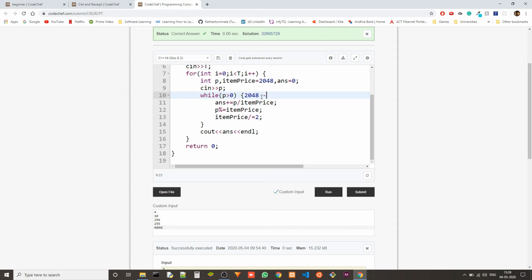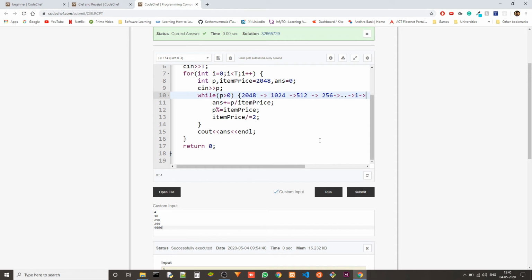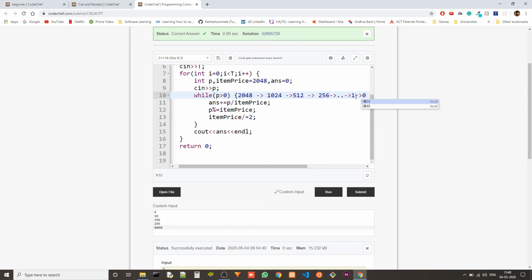After the first iteration will turn into 1024, right? After the second iteration, 1024, and then after that it will turn into 512, and then after that it will turn into 256, right? And this will go on, and after a couple more iterations it will come to 1, right? And after that it will become 0. When we divide 2 by 1, it will become 0, right?